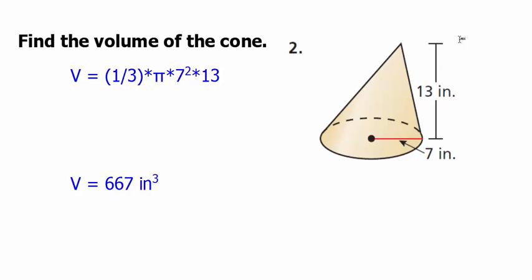Another one, setting up, same thing. 7 squared is 49. 49 times 13 divided by 3 is the same as multiplying a third times pi. So we have 66.7 inches cubed.